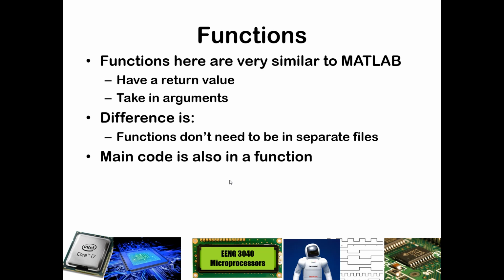So the main difference between functions in MATLAB and functions in C is that in C they don't have to be in separate files. So in MATLAB, when you declared a function, you had to have a separate .m for each function that you were using. Now in C, we're going to declare our functions within the same .c file as we have our main function and our other config statements and those types of things. Main is also a function, so it's important to keep that in mind.